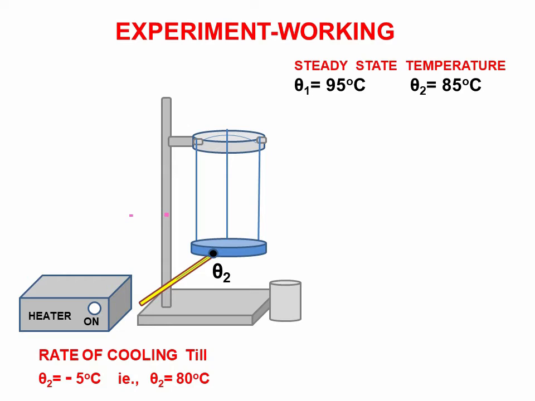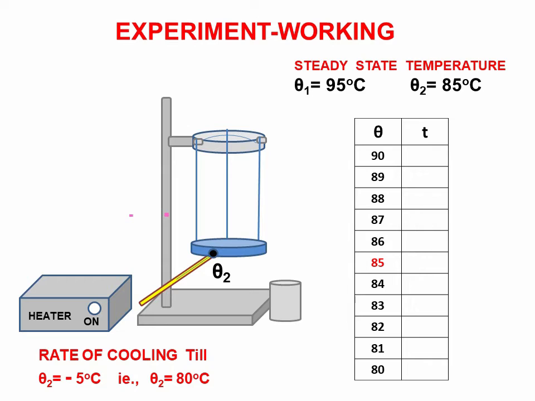Here theta 2 is equal to 85 degrees Celsius. So 85 degrees Celsius minus 5 is equal to 80 degrees Celsius. Draw a table and enter the theta values as shown in the figure. So, we have to write the values from 90 to 80.